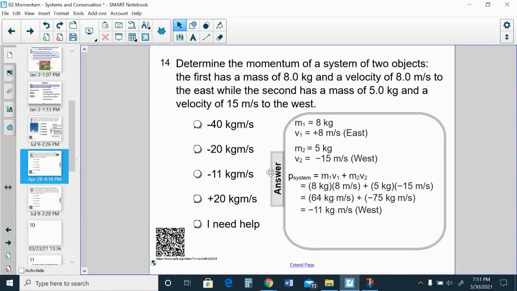So for this one, negative 11 kilogram meters per second to the west. Since it is negative, that would be westward. So if you chose the answer C, that is correct. So we know that the first object there has the mass of 8 kilograms, and it is in the positive direction because it is to the east. East would be positive. For object 2, it's heading west, and it's the opposite direction. So that would be negative 15 meters per second. You put it all together, and you end up with negative 11 kilogram meters per second west.